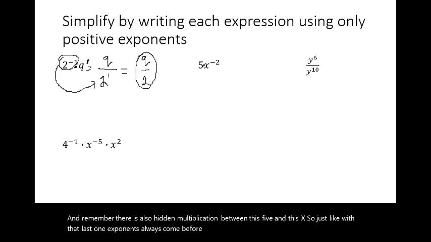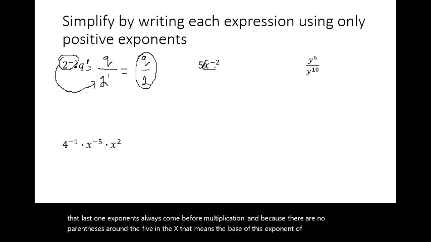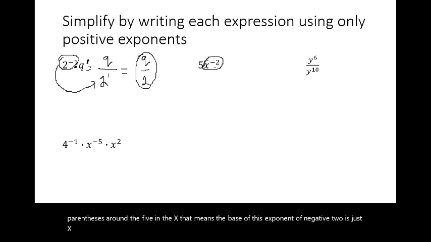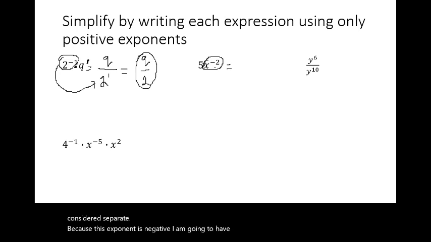And because there are no parentheses around the 5 and the x, that means the base of this exponent of negative 2 is just x. Without parentheses, the 5 is not part of this exponential because the multiplication is considered separate. So, because this exponent is negative, I am going to have to simplify it, and since there is no denominator, I am going to make my own denominator.